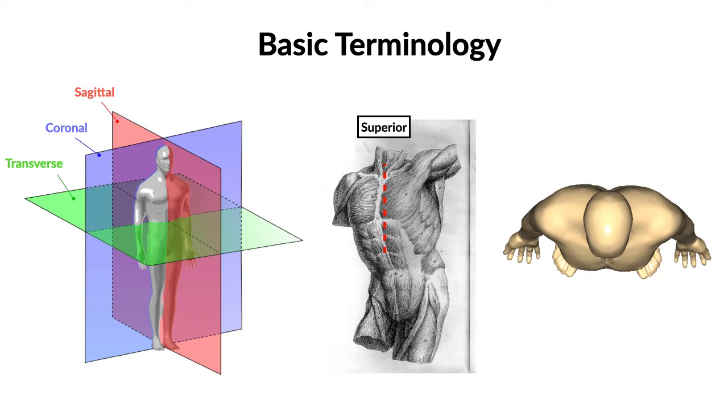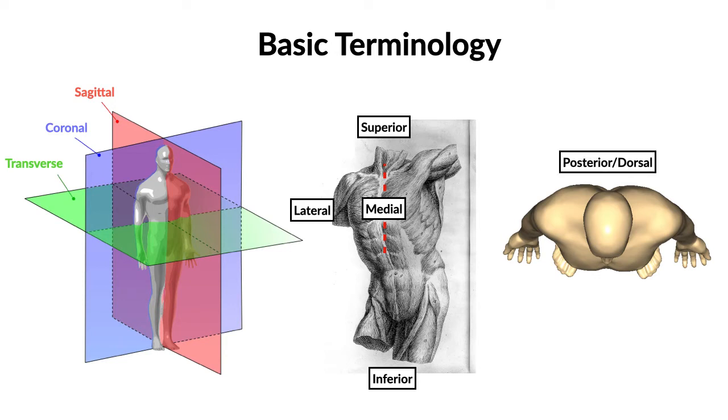When we come to the human body itself, we have a superior and an inferior aspect. So in this instance, the neck is superior to the leg and the leg is inferior to the neck. Inferior meaning below and superior meaning above. Lateral means away from the midline of the body, and medial means towards the midline of the body. So your arm is lateral to your sternum and your sternum is medial to your arm.